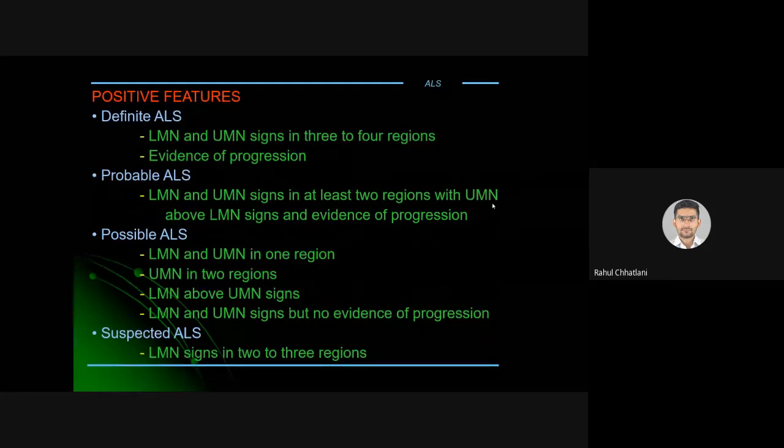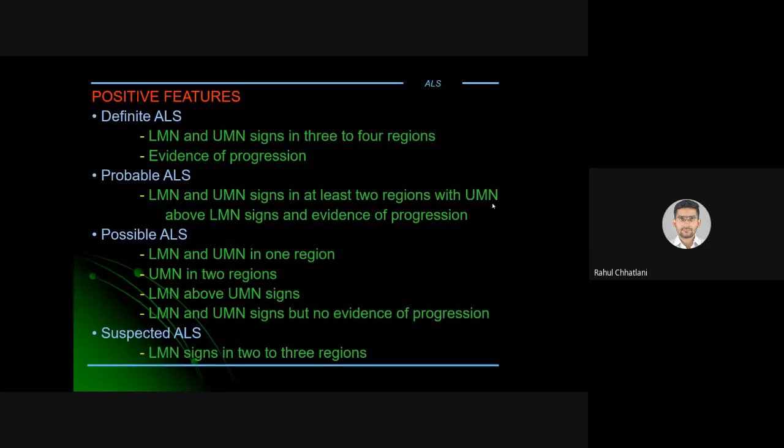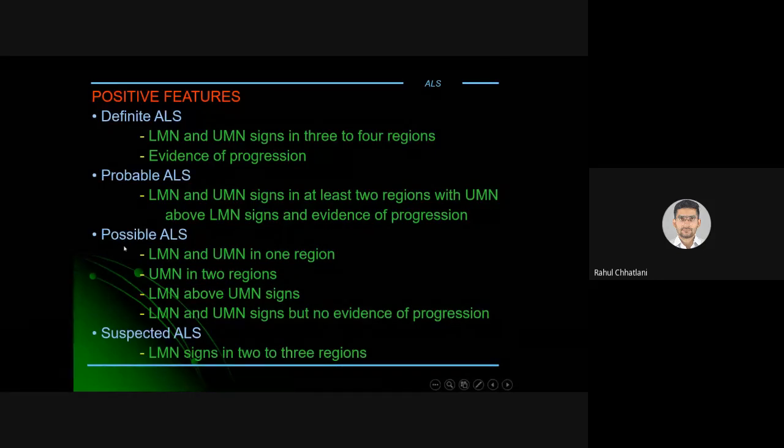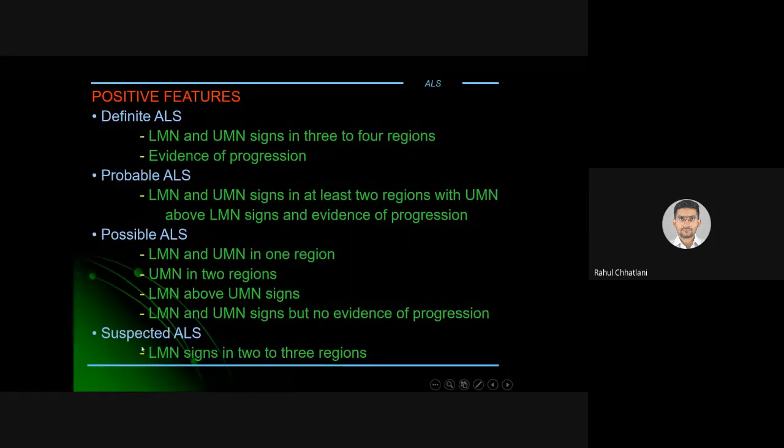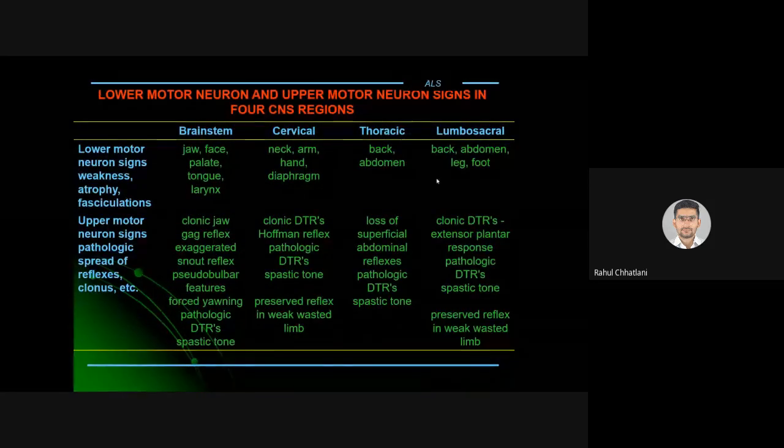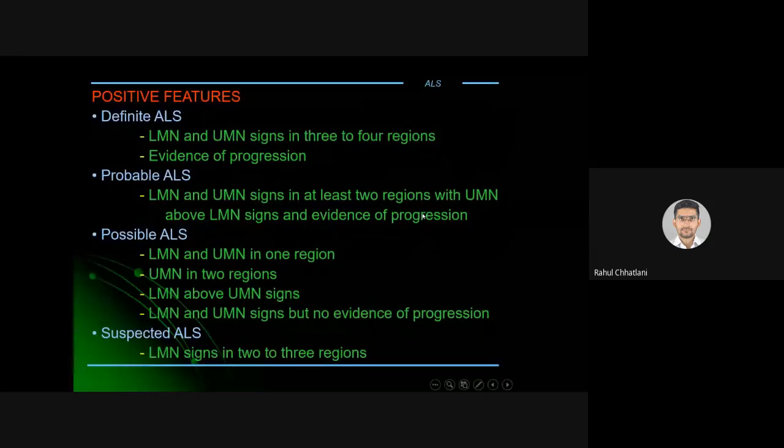Possible, yes, 50-50. LMN and UMN signs in one region, or UMN in 2 regions, or LMN signs greater than UMN signs, or UMN in more than 2 regions, but no evidence of progression. If progression is also not there, then it is 50-50: maybe ALS, maybe not ALS. And last, suspected, the least, 25%: only LMN signs in 2 to 3 regions. Then the patient might probably have ALS, but it is only least suspected.